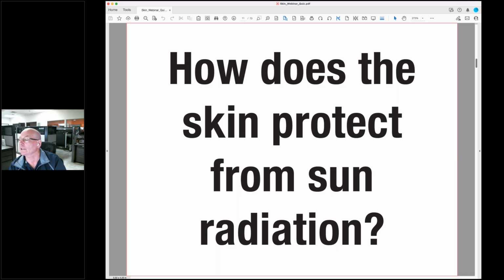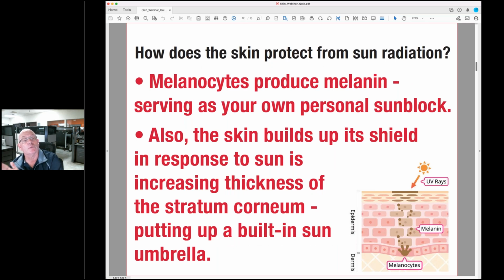Oh, that's the next slide, June. So what I'm looking for here is a couple of things. Melanocytes produce melanin, serving as your own personal sunblock. Also, the skin builds up a shield in response to the sun's radiation, increasing the thickness of the stratum corneum, right? Putting up a built-in sun umbrella for your skin.